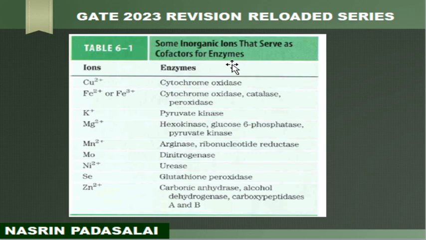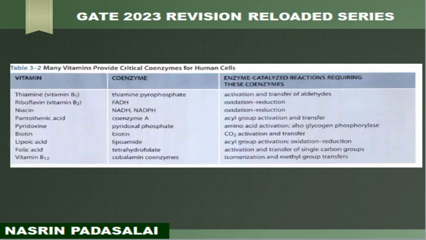Next is Mo, molybdenum, which is acting as a cofactor for dinitrogenase. Next is nickel, which is acting as a cofactor for urease, and next is selenium, which is acting as a cofactor for glutathione peroxidase. Last one is zinc, which is acting as a cofactor for carbonic anhydrase, alcohol dehydrogenase and carboxypeptidase A and B. Okay, so these are the list of inorganic ions that are acting as a cofactor for different enzymes.